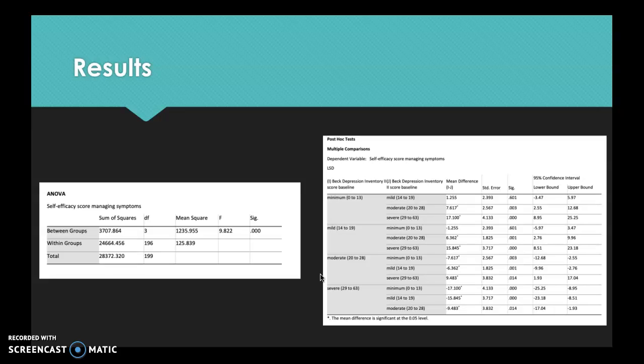On the post hoc test on the right, you can see a statistically significant difference between many of the groups as indicated by an asterisk, as well as a p-value of less than 0.05.